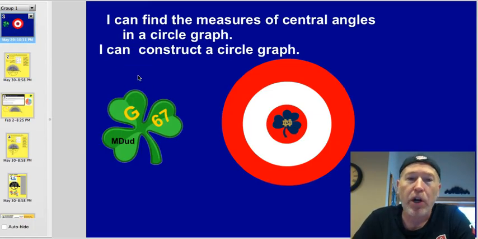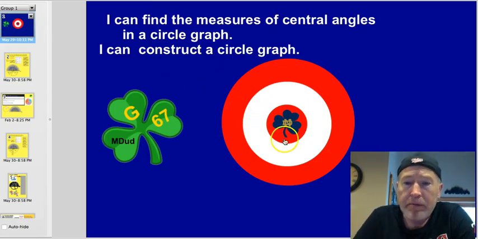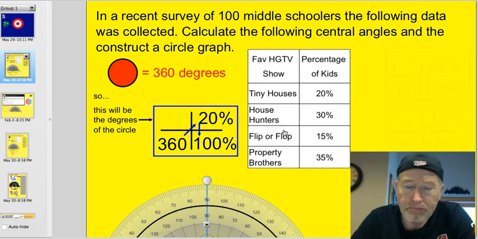Tonight officially we have two targets. I can find the measures of central angles in a circle graph, and I can construct a circle graph. Let's do this thing. All right.